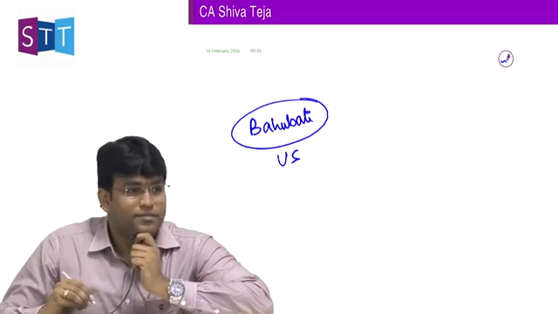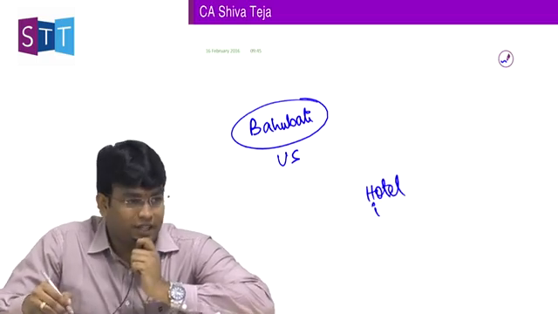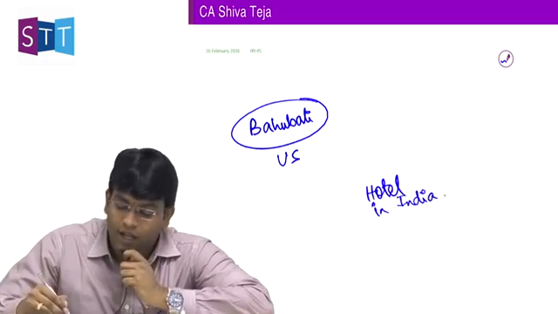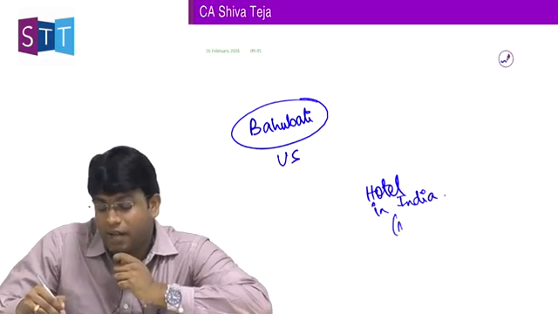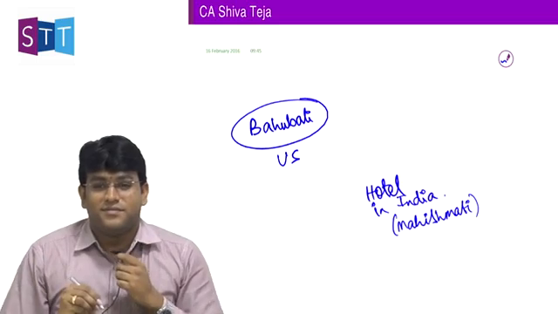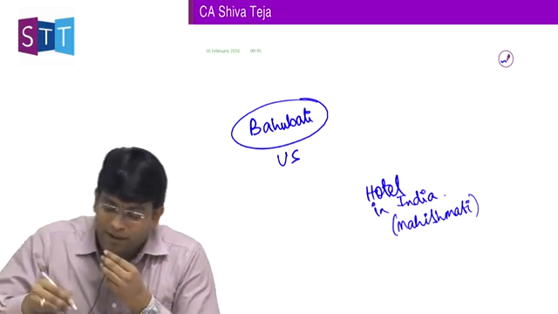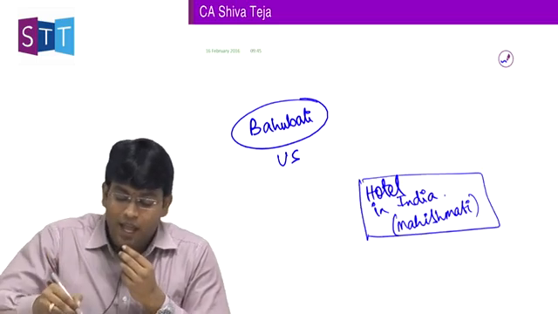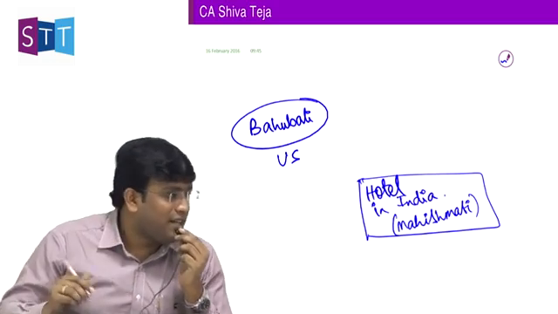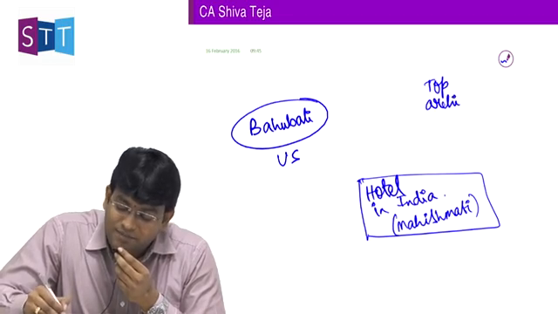He is in US. He wants to construct one hotel in India, in a place named Mahishmati Kingdom. Now, Bahubali is where, sir? US. He wants to construct one hotel where, sir? In India. And he wanted to get the design of this hotel done from one top architect in the world.